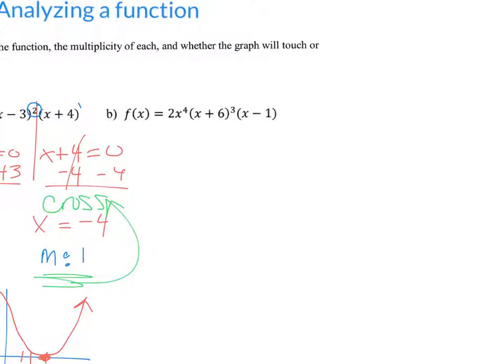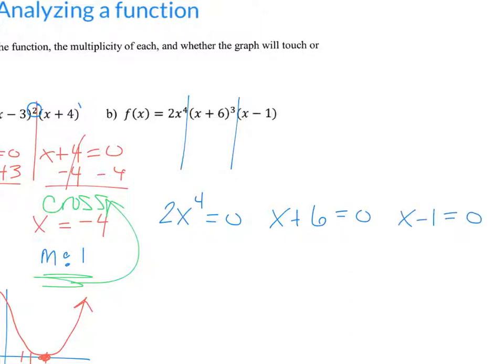Alright, so I'm going to do the same thing with this example. I'm going to split each of these and set them equal to 0. So my first one is 2x to the 4th equals 0. Then I'm going to set the inside of x plus 6 equal to 0, and the inside of x minus 1 equal to 0. I'm going to add 1 here and get x equals 1, and that has a multiplicity of 1 because the exponent is 1. And even touches, odd crosses. So this multiplicity is 1, so I already know that I'm going to cross at that graph.